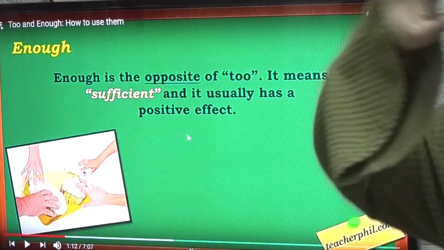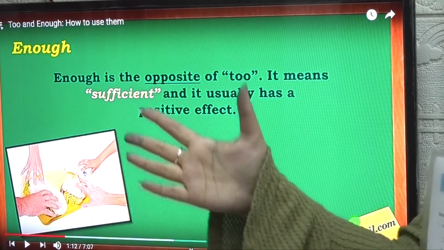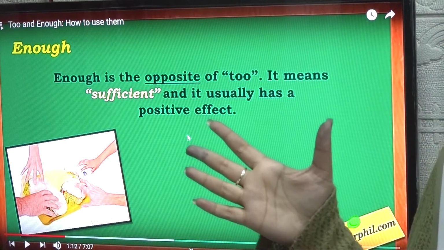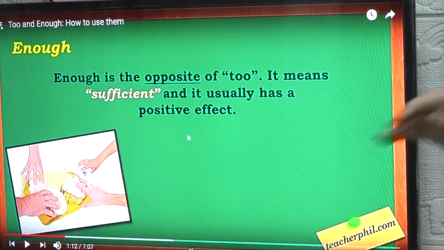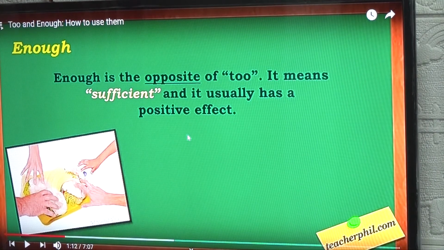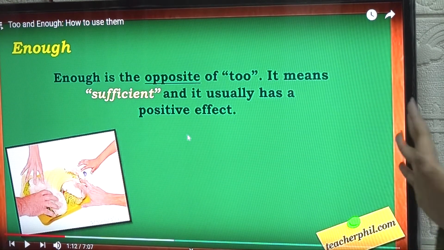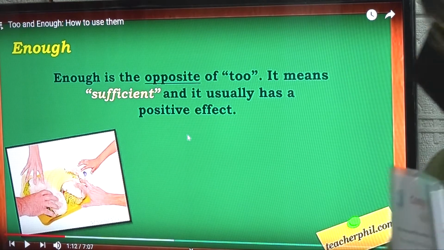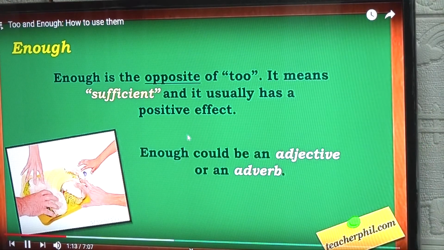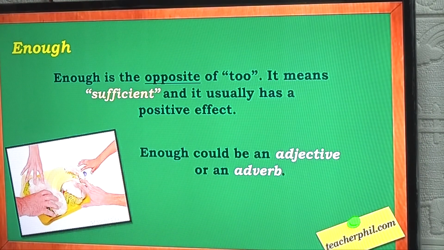"Too" is more than you need, right? When you use "too", it means more than you need. We use "enough" to indicate as many or as much as you want. It means that's enough. That's it. Very simple meaning. "Enough" could be an adjective or an adverb.